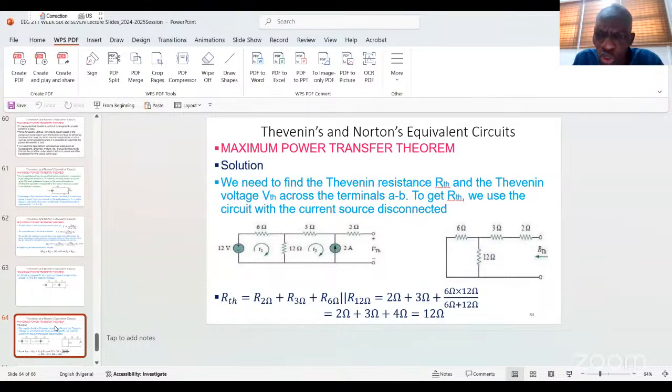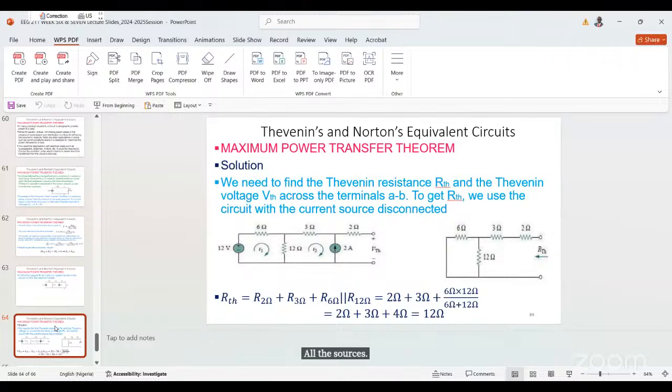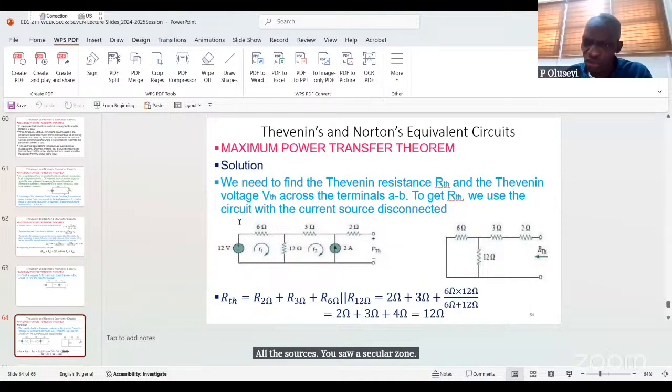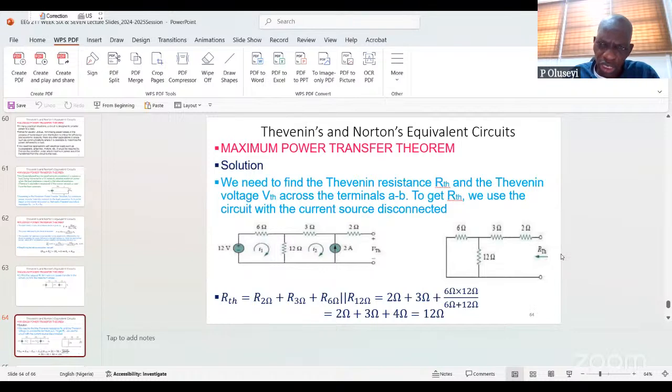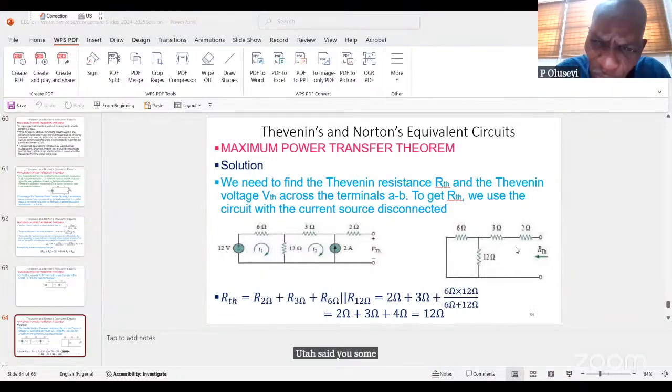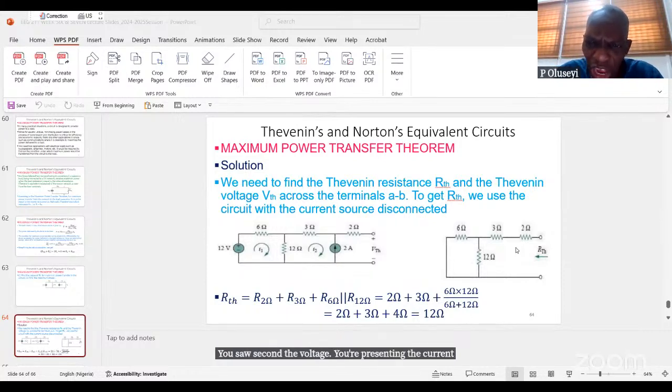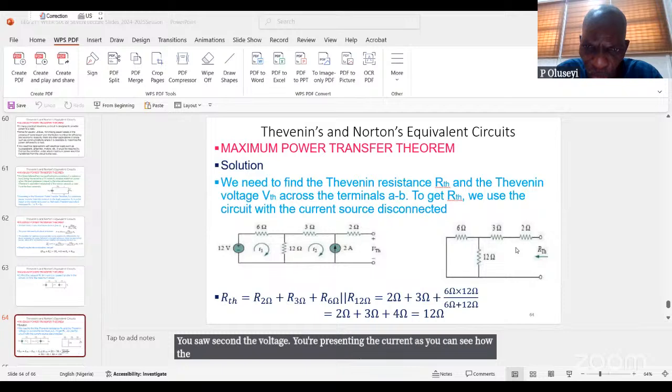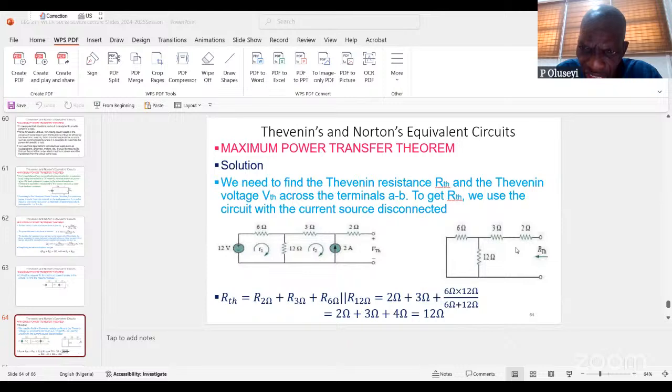And so for you to get your equivalent resistance, all the sources, you short circuit some, and you open circuit others. You short circuit the voltage, and you open circuit the current, and you can see how the RTH is obtained. Can you see that?